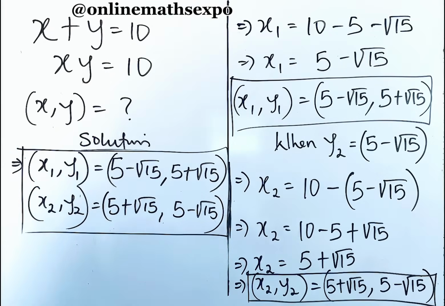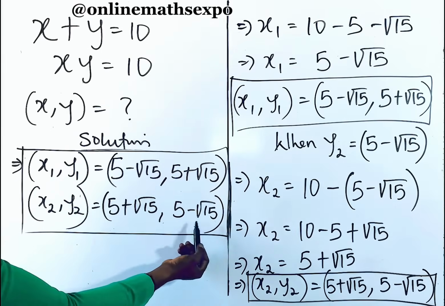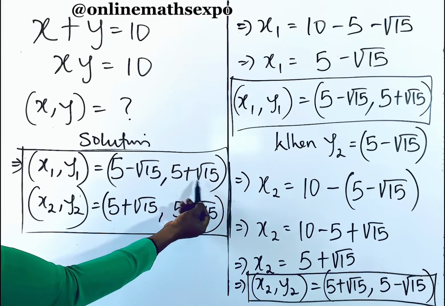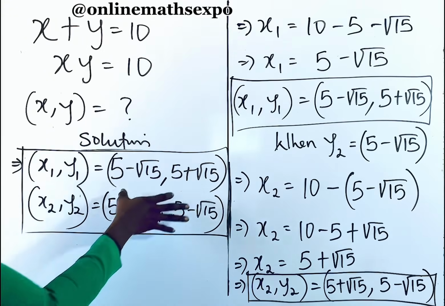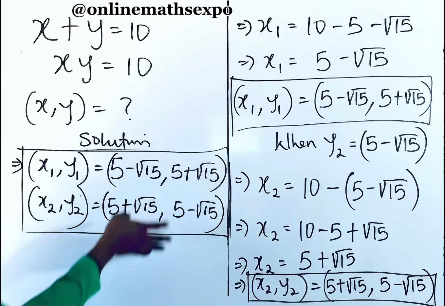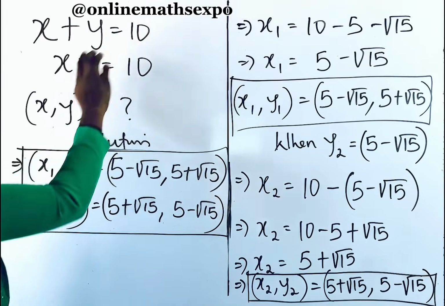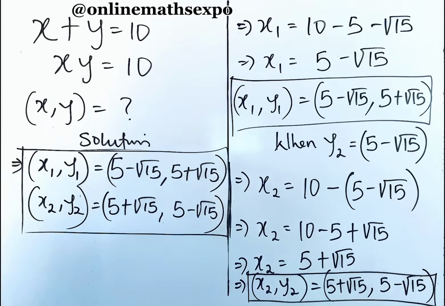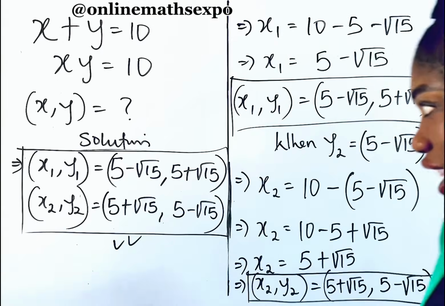Did you observe that the first value of x is the second y value, and the first value of y is the second x value? Now we're going to do verification to see when we plug in this value. We're going to use one of the sets since they are the same. Plug this in to see when we add the two values, will it give us 10? And when we multiply it, will it give us 10 also? And this is the interesting part I don't want you to miss.